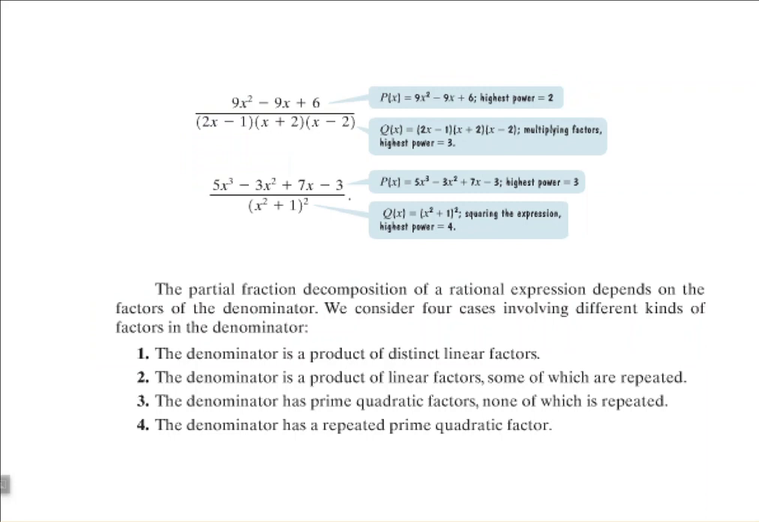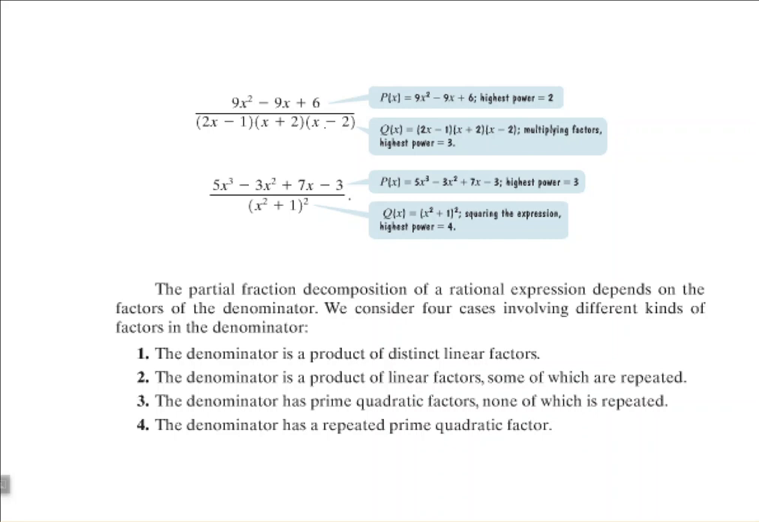The partial fraction decomposition of a rational expression depends on the factors of your denominator. So we have four cases. The first case is when our denominator is a product of distinct linear factors. That means all of the factors in our denominator are different and they are all linear. That means we should not have any exponents higher than 1 on any of the factors in our denominator.